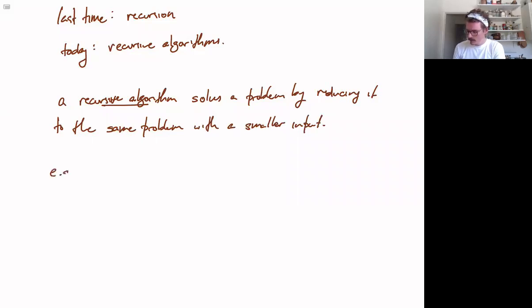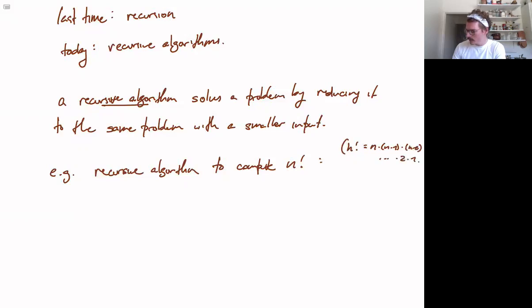So for example, a recursive algorithm to compute n factorial. So this is the factorial exclamation point. And just in case you don't know what that is, n factorial is equal to n times n minus 1 times n minus 2 times ... times 2 times 1. So it's just multiplying all the numbers from 1 to n.